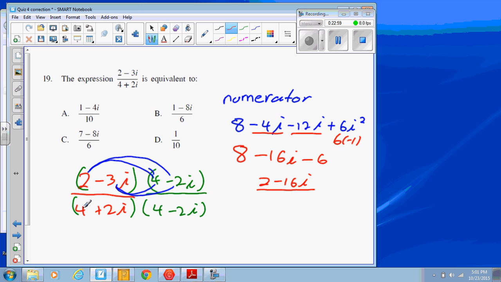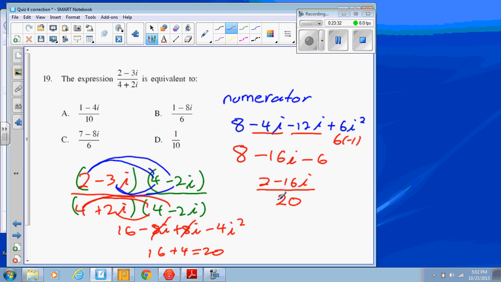The denominator will be 4 times 4, that's 16, minus 8i, and then this is going to be plus 8i, and then it's going to be minus 4i squared. So these are going to cancel, and I'm going to have 16. Remember, this is my negative 4 times negative 1, so it's plus 4, which is 20. So 2 minus 16i over 20 would be my answer.